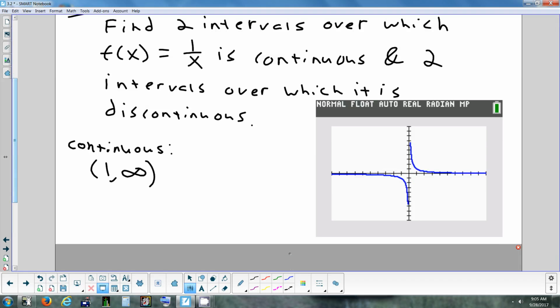Can somebody give me a bounded interval over which it's continuous? What about Sam? 2 to 5. Sure, from 2 to 5. Open interval or closed interval? Closed. Closed, okay. So you could trace from 2 to 5, including 2 and 5, and you'd never have to lift up your pencil. So there's an infinite amount of answers where it's continuous.